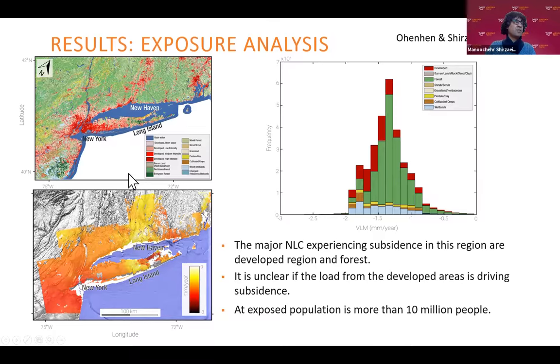So let's zoom into the New York area. I think that's where most of you are located. We have quite a bit of subsidence in this region. Some of this is due to the GIA effect, but it's an ongoing study, and we realized that not all of this can be explained through GIA. Some of that is a localized effect, whether it's the weight of buildings or some other localized activity such as groundwater pumping; this is yet to be determined. And again, for the area, we estimated the exposure. Forests have the most exposure, but also wetlands and developed land; cities are also subject to land subsidence. We estimated that about 10 million people are exposed to this subsidence.